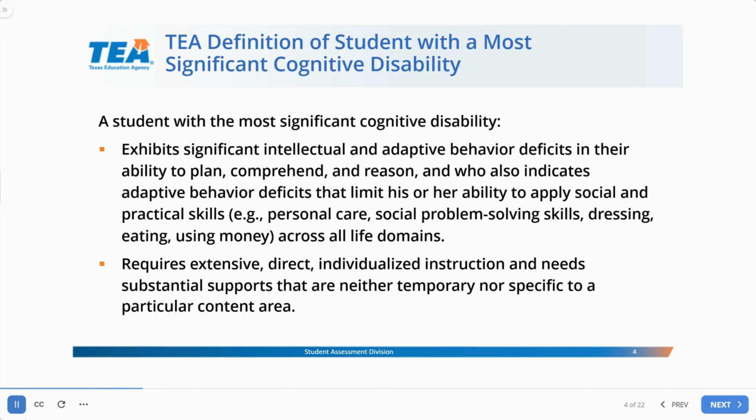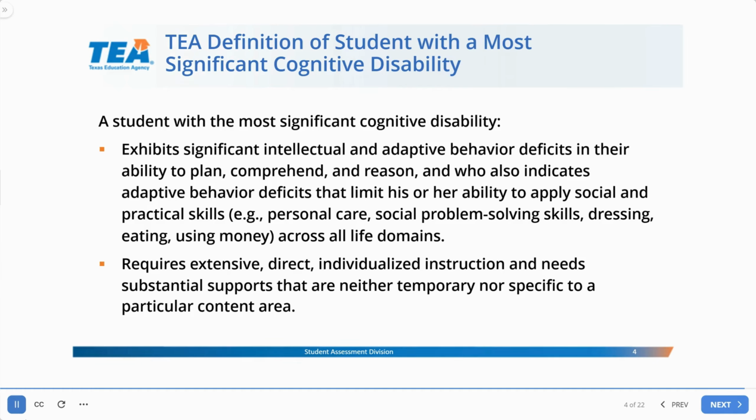As previously mentioned, EB students in grades 2 to 12 with the most significant cognitive disabilities are eligible for TELPAS Alternate. The Texas Education Agency defines a student with the most significant cognitive disability as a student who exhibits significant intellectual and adaptive behavior deficits in their ability to plan, comprehend, and reason, and who also indicates adaptive behavior deficits that limit his or her ability to apply social and practical skills such as personal care, social problem-solving skills, dressing, eating, and using money across all life domains.